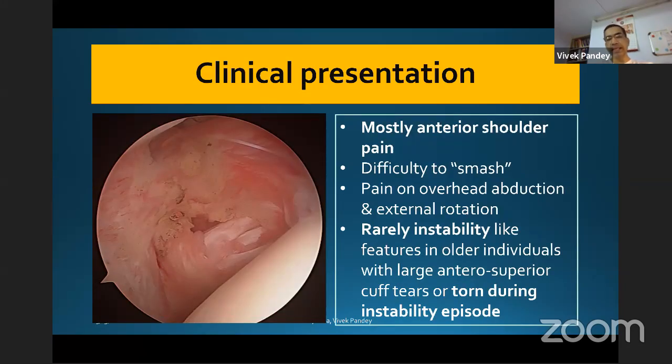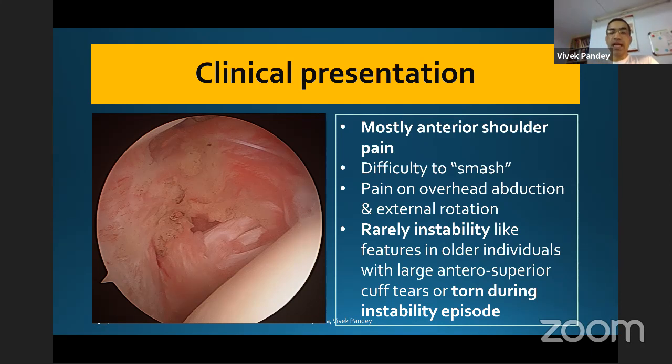When you look at the clinical presentation of a subscap, unlike the supraspinatus and or infraspinatus, whose presentation could be pain along with difficulty in elevation, so they'll say, okay, my shoulder does not go up, whereas the subscap tears are very funny. They often present with pain.